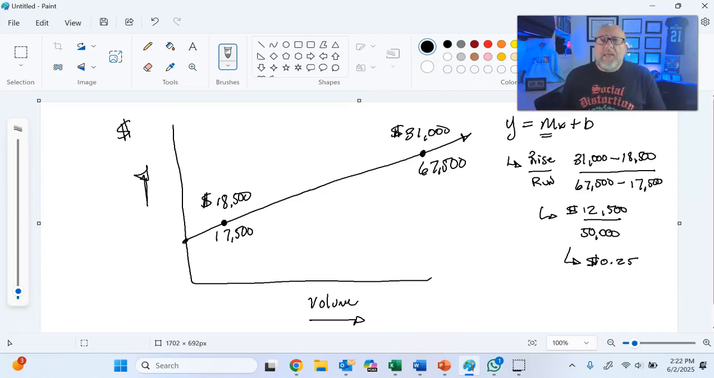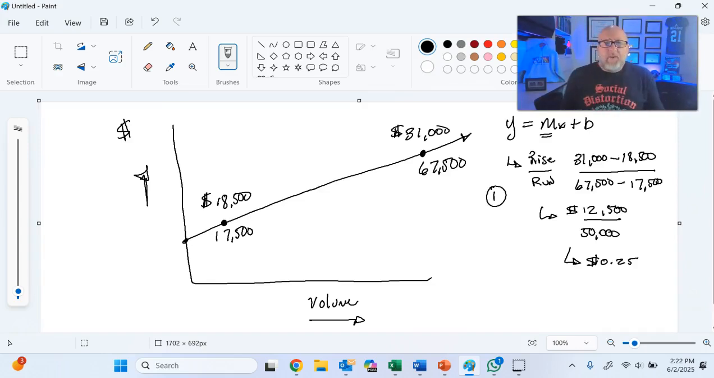So what we are now saying is that for every additional unit that we produce, it is going to cost us an extra 25 cents. This is clearly step one when we are using the high-low method.